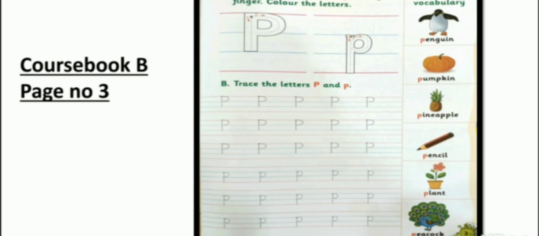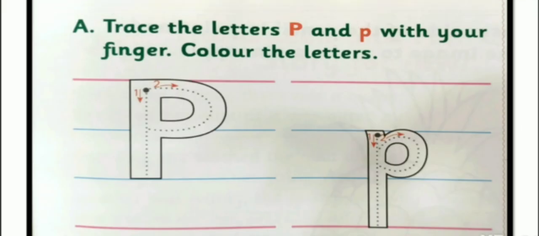Let's open our course book B, page number 3. Let's read the question. Question A. Trace the letters capital letter P and small letter p with your finger. Color the letters. Children, here we have to trace capital and small letter P with our finger and we have to color the letters. Okay? Let's start.